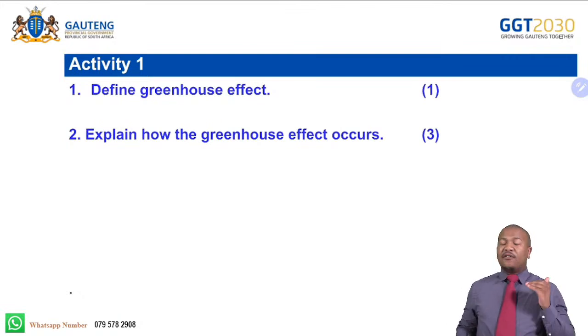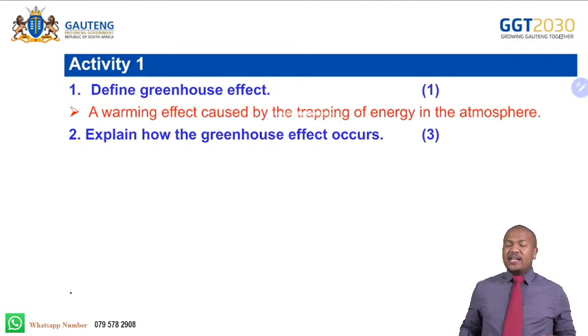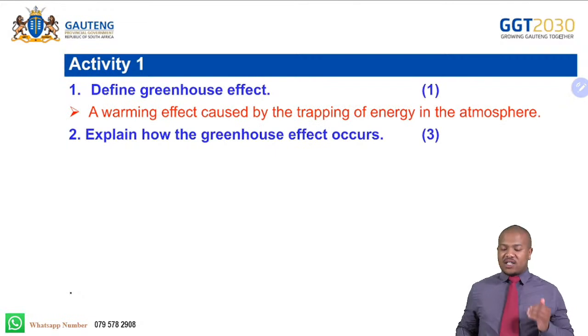Now let's look at the solutions. Number 1 says define greenhouse effect. And the answer is it is a warming effect caused by the trapping of energy in the atmosphere. Don't forget to mark your work as you continue.